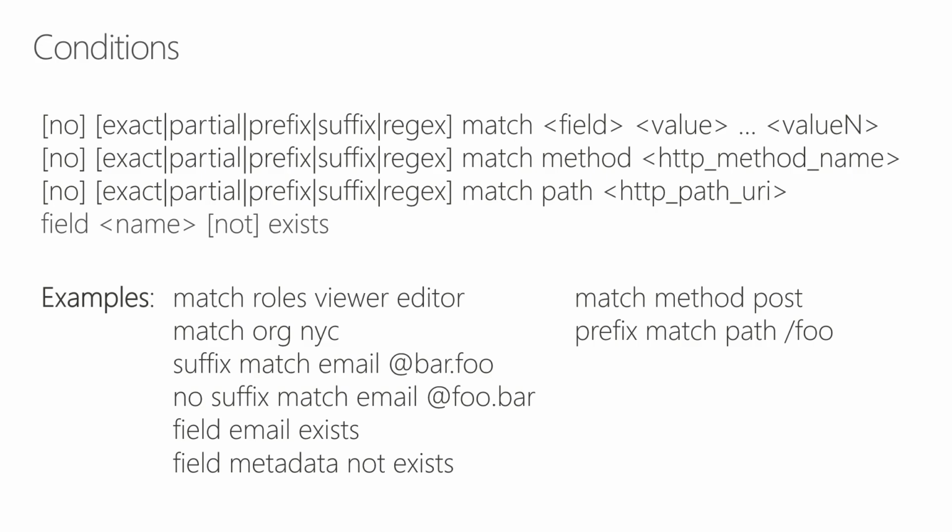All right. You can also do field exists, so you can say field email exists or field metadata does not exist. That could be a valid match condition. You can also match based on method and path. So you can say match method POST, prefix match to path foo, and that would be part of the matching.